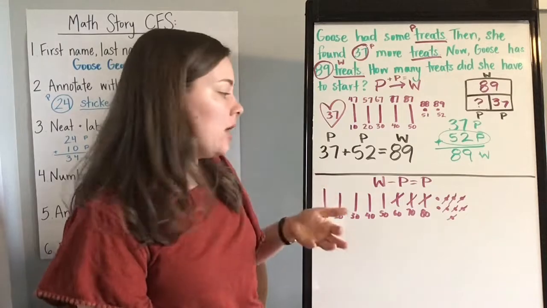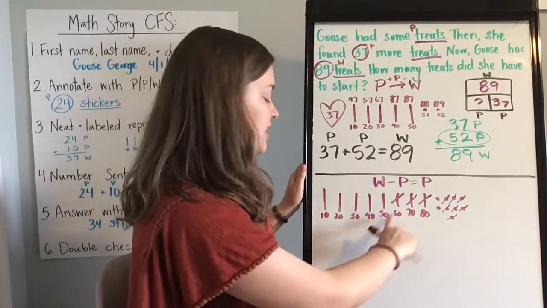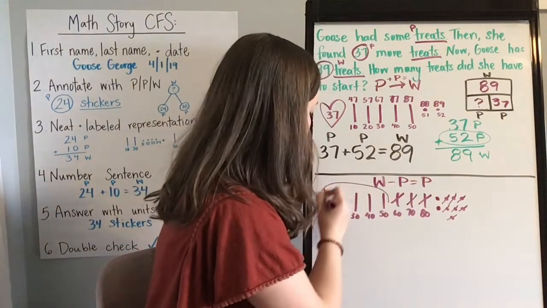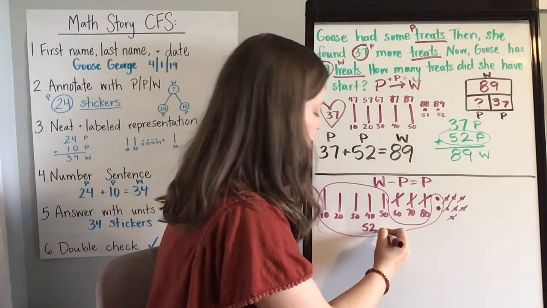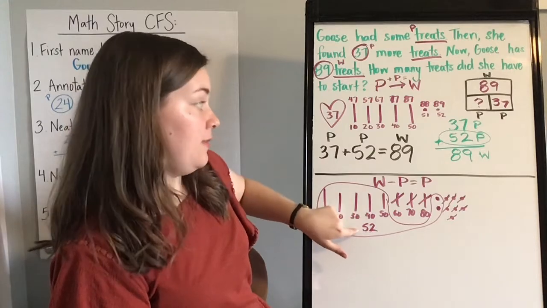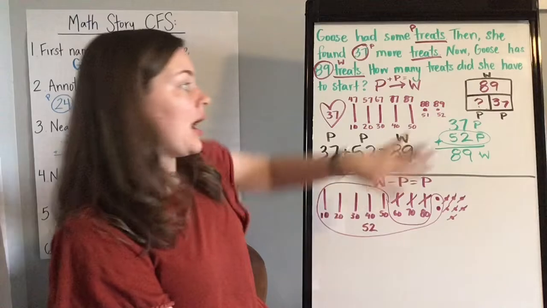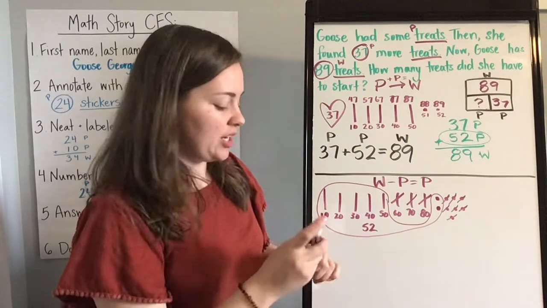I'm going to go back and count to see what I have left. 10, 20, 30, 40, 50, switch, 51, 52. So this shows me that all I have left over is 52. So that means my missing part should be 52. Let me try a second strategy to double check. Remember, I'm going about it a different way this time, so that's why I'm still doing 2 strategies.